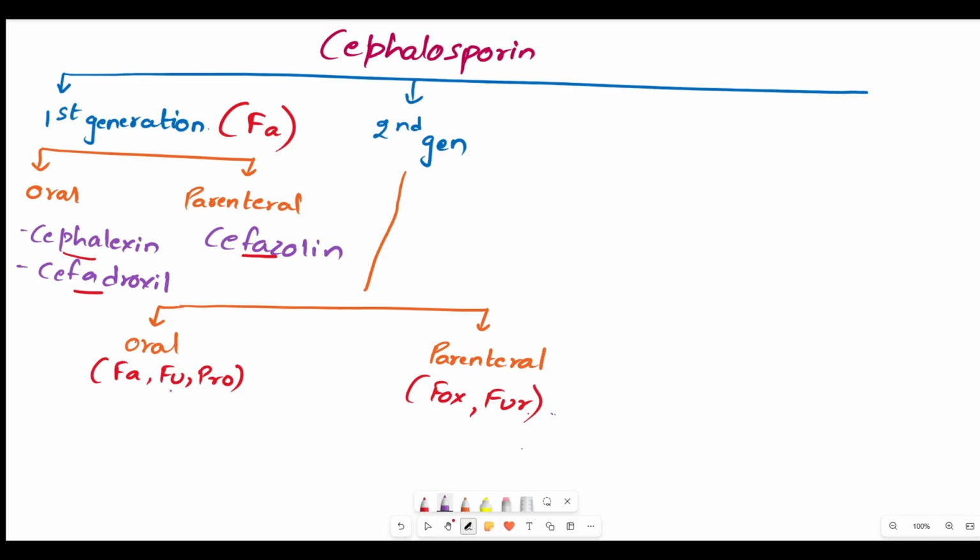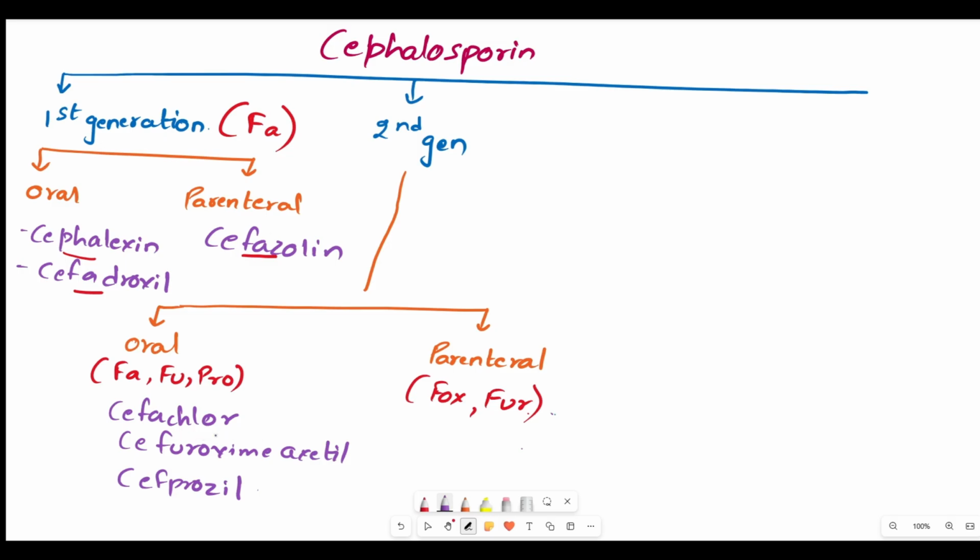Now by using these tricks, let's write the examples. In the oral, it is FA, FU, PRO. One example is cefaclor. One more example is cefuroxime axetil. And PRO means it is cefprozil.